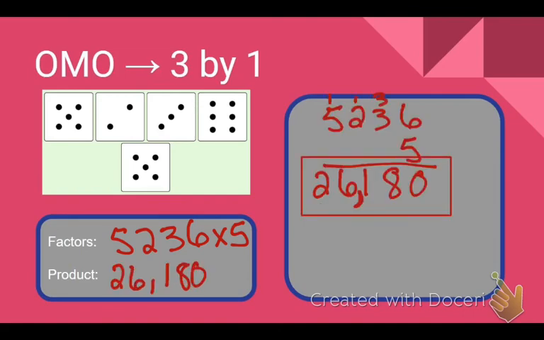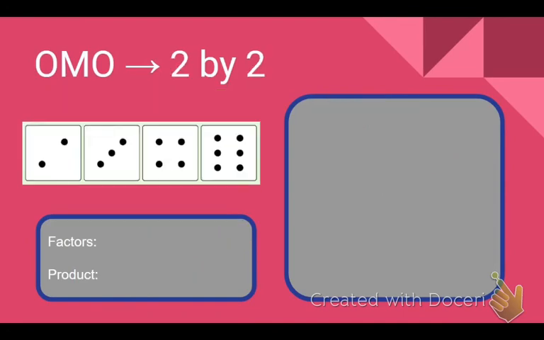Okay, did you guys all get the same thing I did? Thumbs up? Yes, ma'am. Awesomeness. We got one more Omo. One more. It's the 2 by 2.